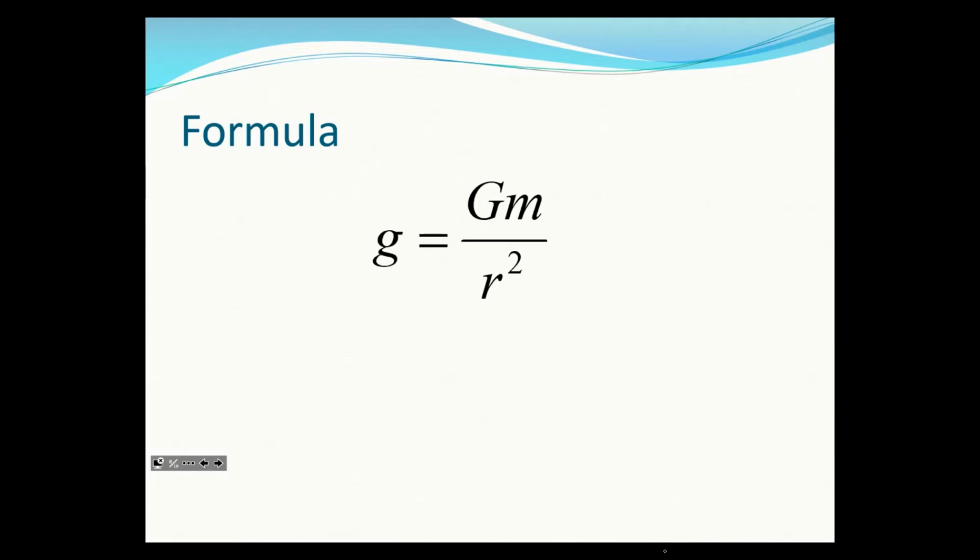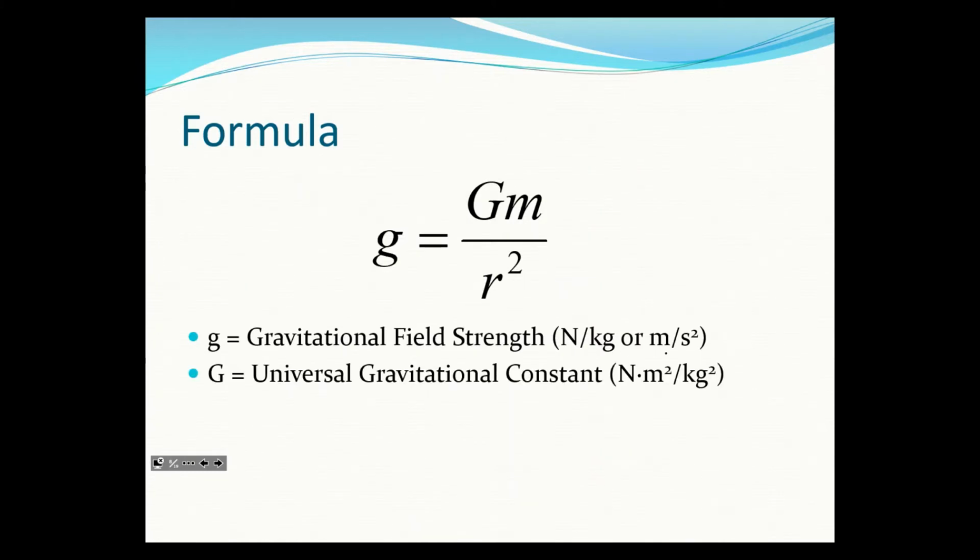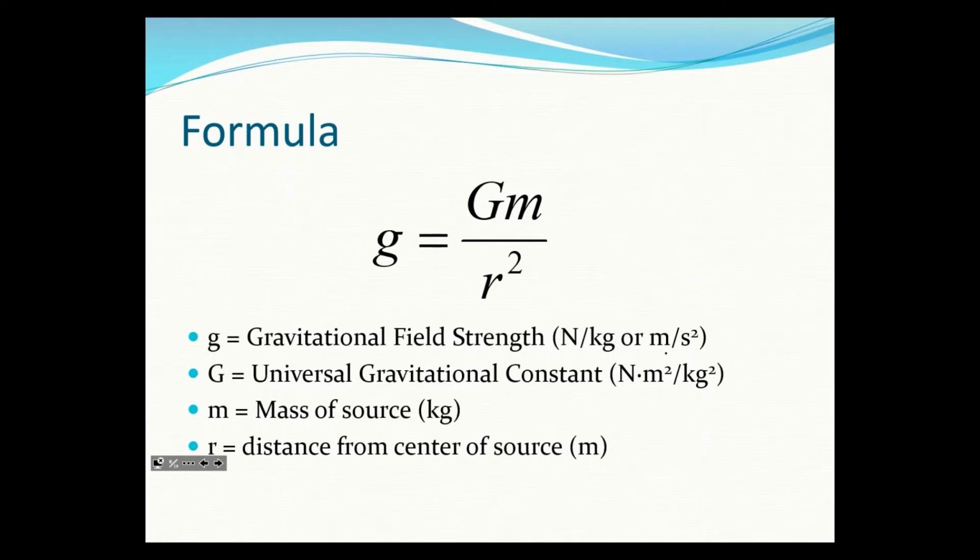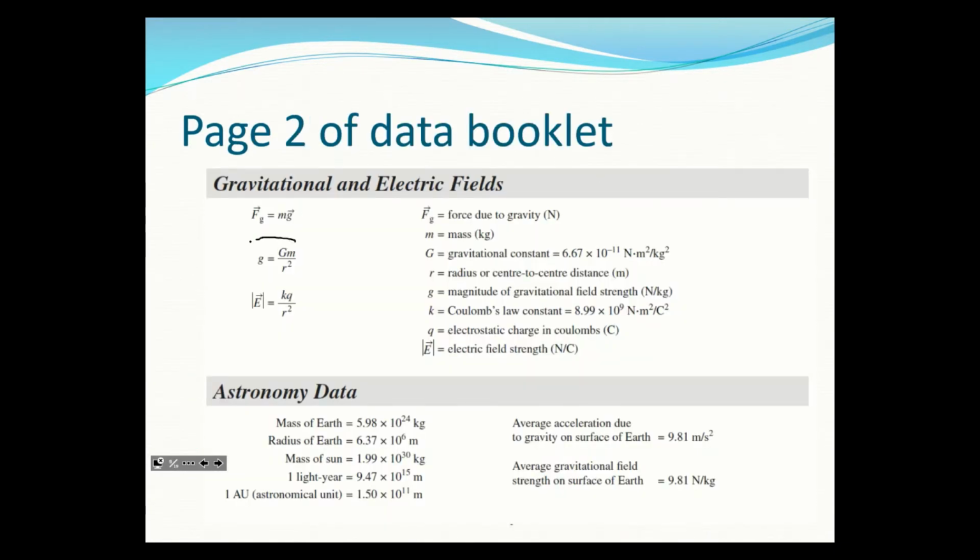So this is our formula for field strength, where g is our gravitational field strength, and these are the units that it's given in. Big G is a constant. It's the universal gravitational constant. It's just a number that's always the same, kind of like pi is always 3.14. M is the mass of our source, and r is the distance from the center of our source. Okay, so that's our formula, and you can find that formula right here on page 2 of your data booklet. And this big G is always 6.67 times 10 to the negative 11.